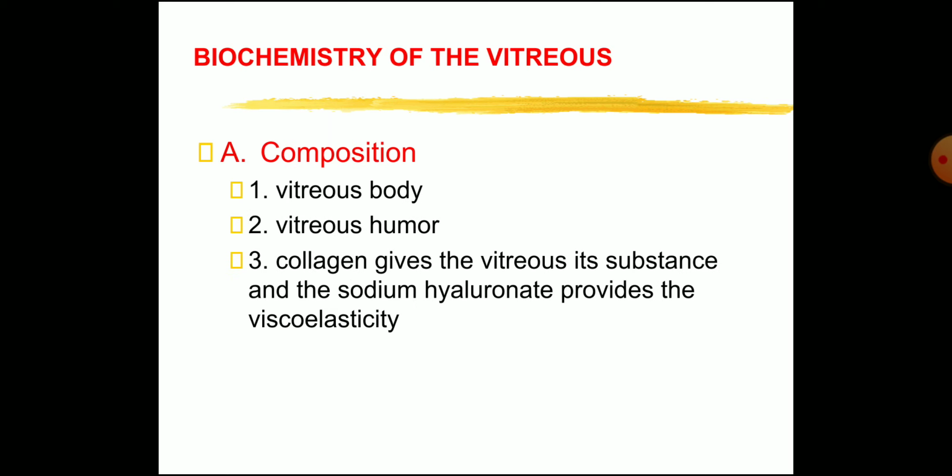Now we'll pass on to the biochemistry of vitreous. What is the composition of vitreous? One is the vitreous body and the other is the vitreous humor. The third one is the collagen, which gives the vitreous its substance, and the sodium hyaluronate, which provides the viscoelasticity.